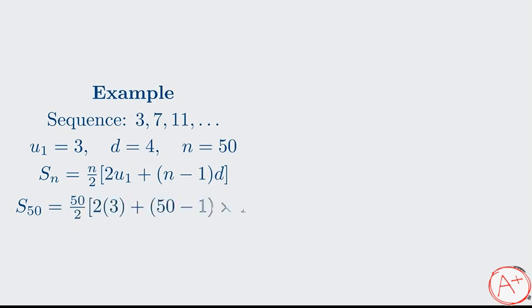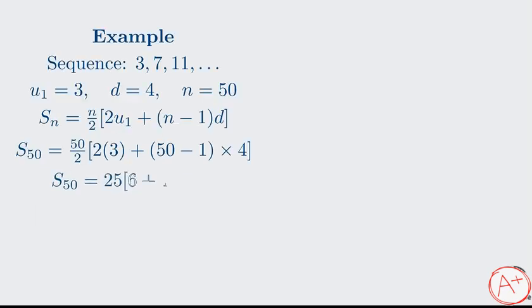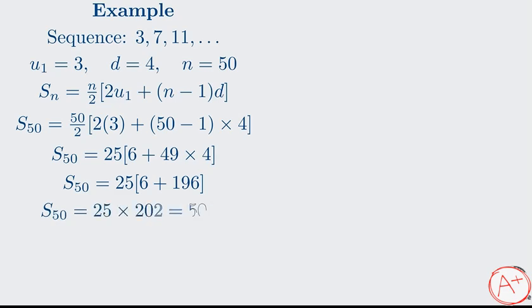Substituting our values, we get 50 divided by 2, multiplied by the quantity 2 times 3, plus 50 minus 1 times 4. This simplifies to 25 times the sum of 6 and 196. Multiplying 25 by 202 gives us 5,050. The sum of these 50 terms is 5,050.